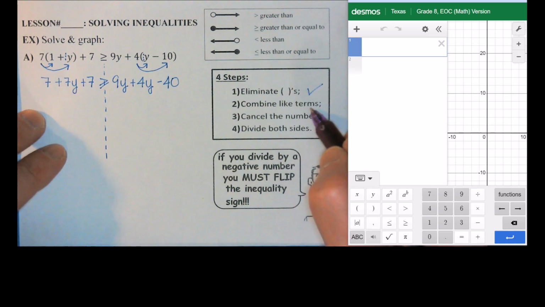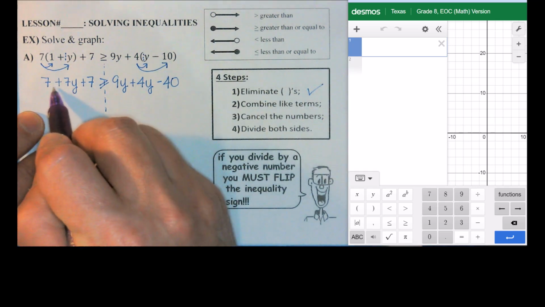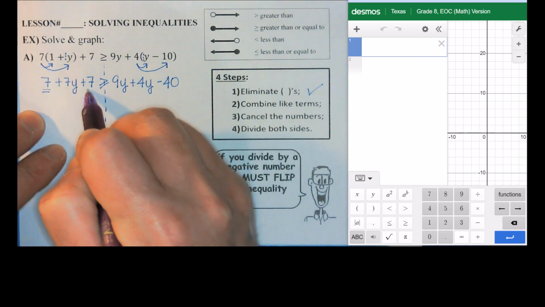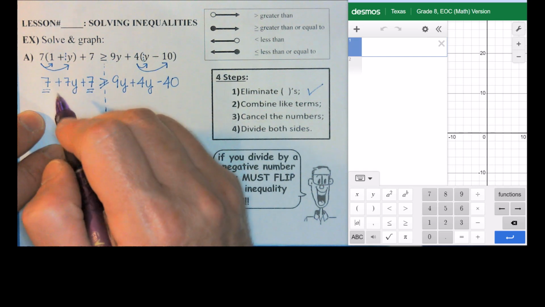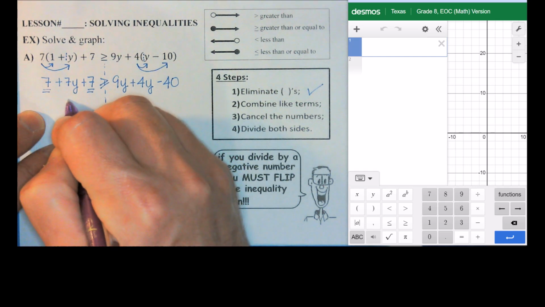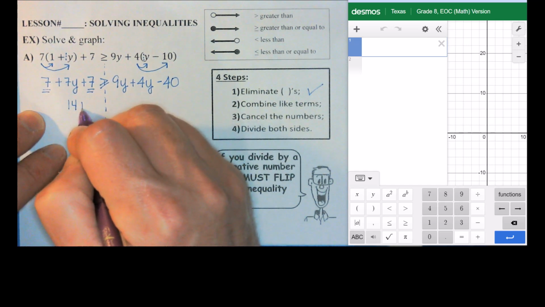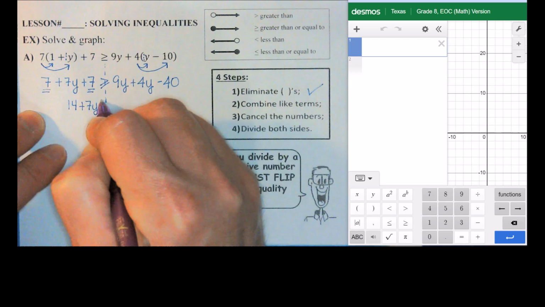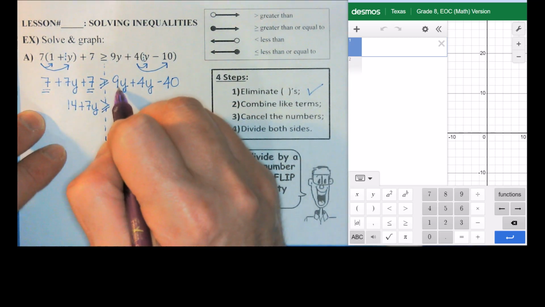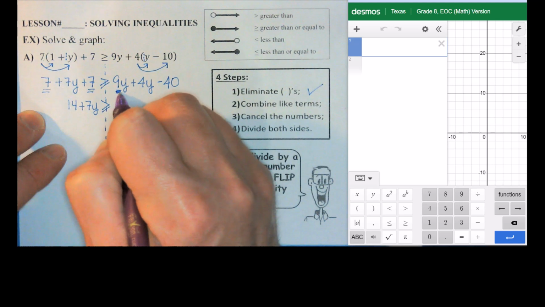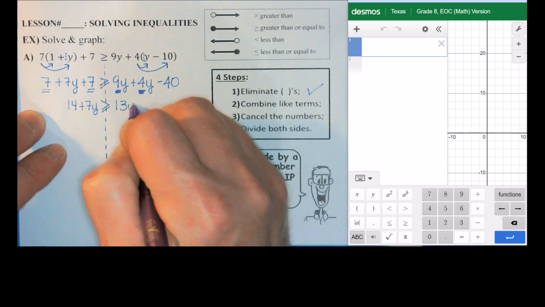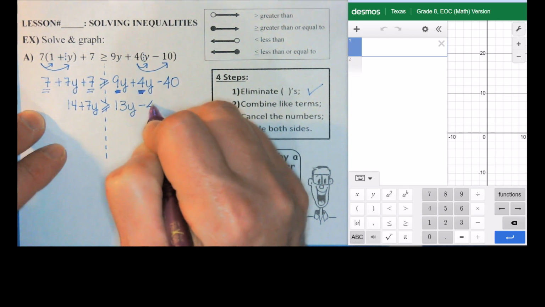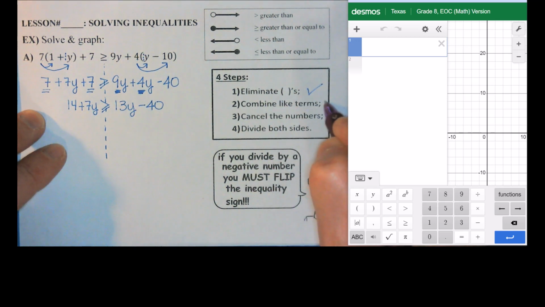Second step is to combine like terms on each side of the inequality. So on the left side, I see I can combine 7 and 7 because these two numbers don't have a letter. And the 7y, I'll just bring it down. So 7 plus 7 is 14. And the 7y, I bring it down. On the other side, I see that I have 9y and 4y. So I'm going to go ahead and combine these two. So 9 plus 4 is 13y. And the negative 40, I'll bring it down. So with that, I have finished the second step, which is combine like terms.